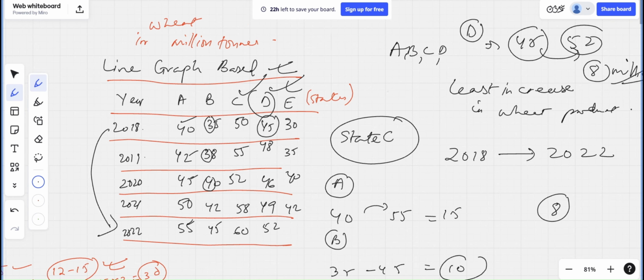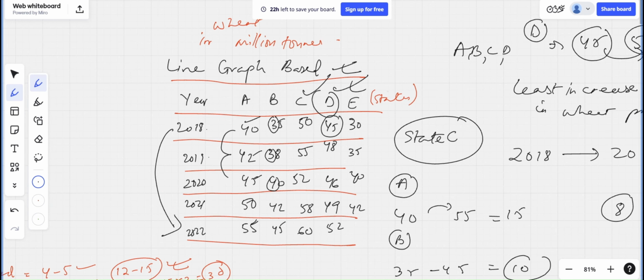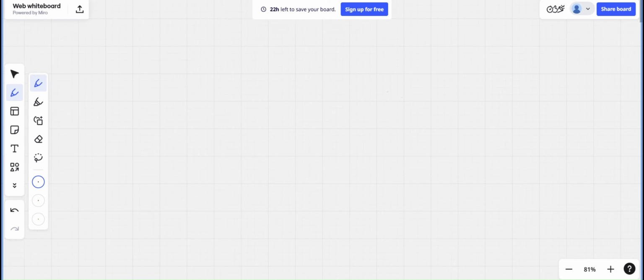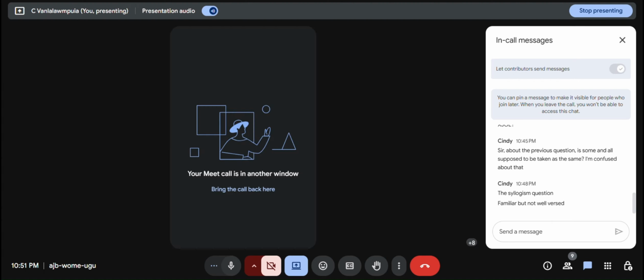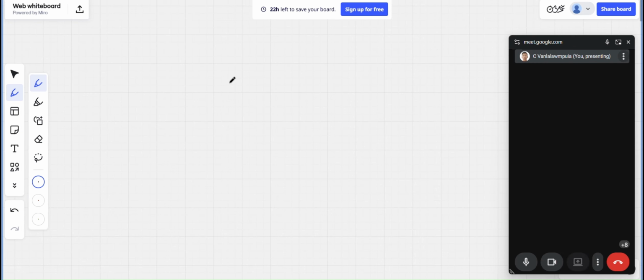If they ask for average annual production, you just add all this stuff and divide it by 5. That is the average annual production of state A. Now let me go to syllogism again, since one of our students asked. And then we'll try to wind up, because 1 hour is going to finish so quickly, right?